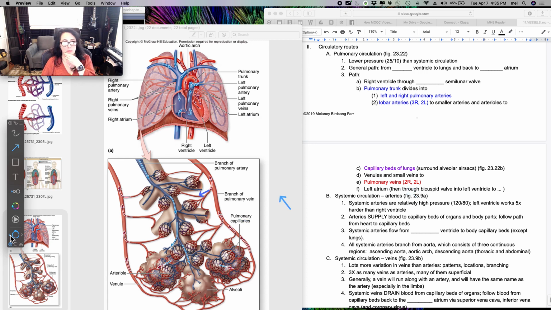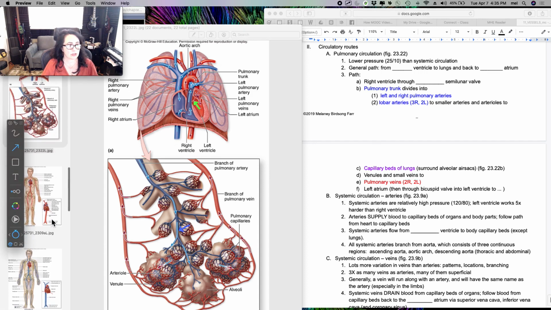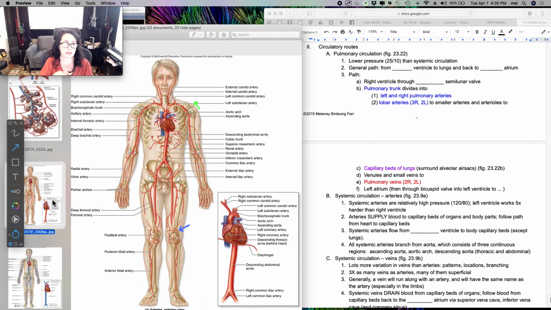Okay. So now I am going to leave here, and I'm going to go into systemic circulation. So left ventricle and out, back to the right atrium is systemic circulation. So let's look at big picture understanding of systemic circulation. So first thing about systemic circulation is just how you talk about it.